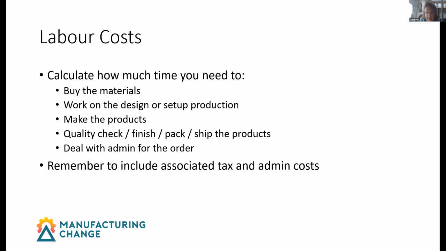Then it's the time to actually make the products, which is what most people think of as the direct labor cost. There may be also other time afterwards to quality check, to finish or pack or ship the products. Maybe you've got to take them somewhere. And there can be time to deal with admin for the order. So the total labor involved in accepting this order involves all of those different types of time. And you also need to remember to include any tax costs, whether it's for you or for other employees, and associated admin with that.